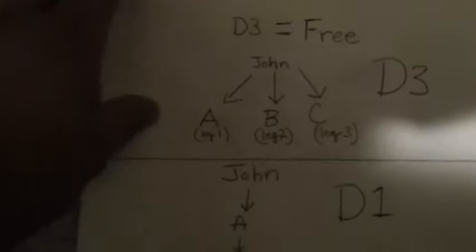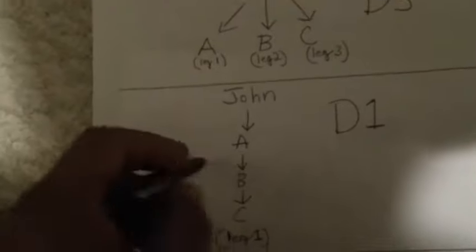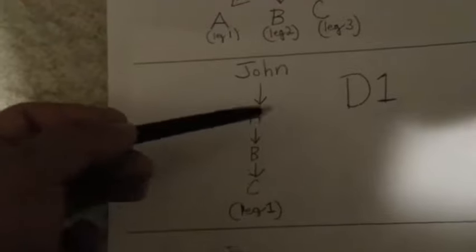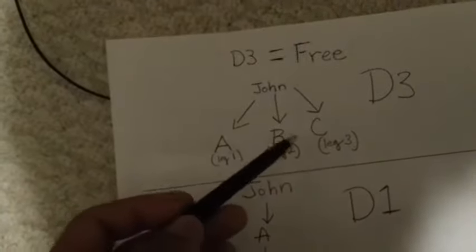Now, let's take a look at a different example. It's John again, okay? And instead of John doing the previous example, he comes in and recruits A, B, and C just like he did last time, but instead he just puts them on 1 leg, okay? Now here's the problem with that. Putting B under A and C under B, he is not free. He's not a D3 because he didn't start 3 new legs.